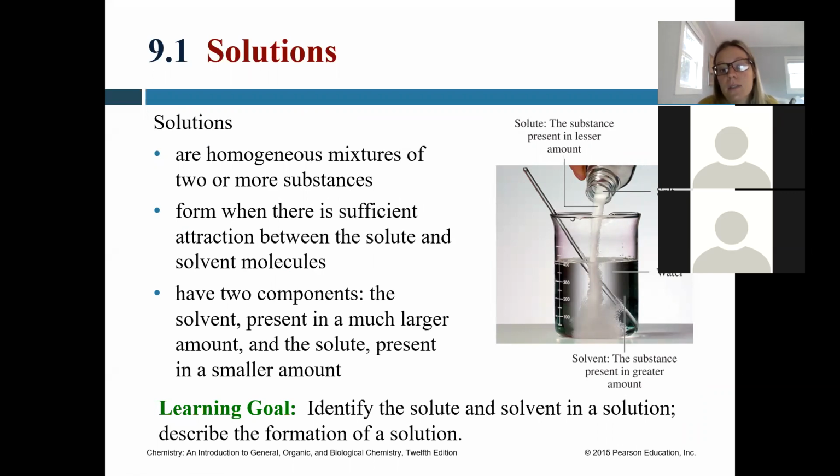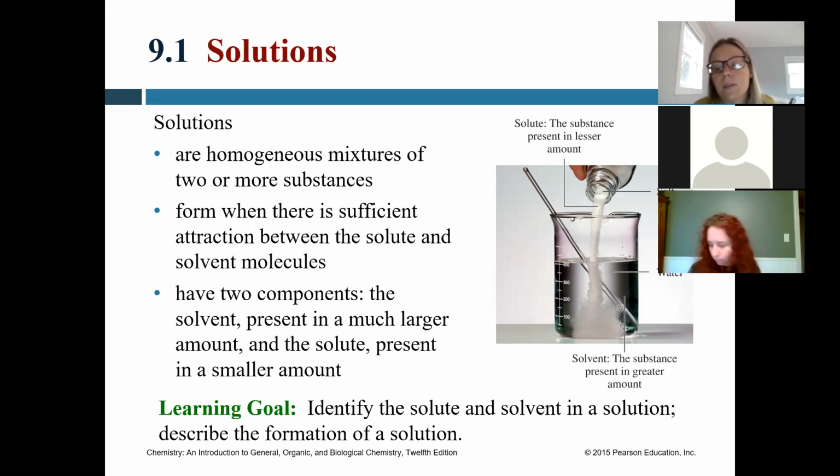There are two components. The solvent is usually the thing that's present in the larger amount. The solute is present in the smaller amount. So like if I take salt and dissolve it in water, the solute would be the salt, the water would be the solvent, what's doing the dissolving.